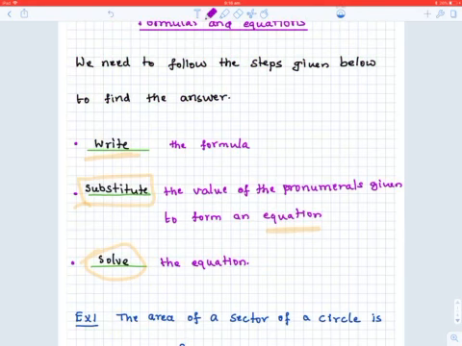So remember the three steps you need to follow. When you have questions like that, first you write the formula, then substitute.